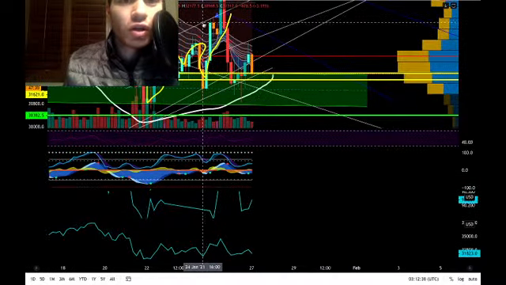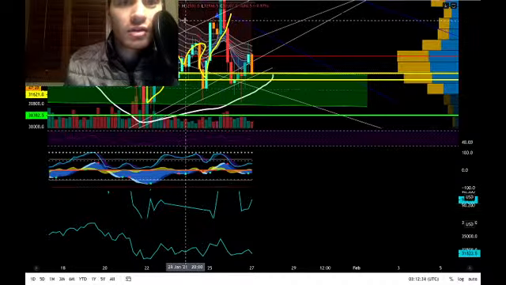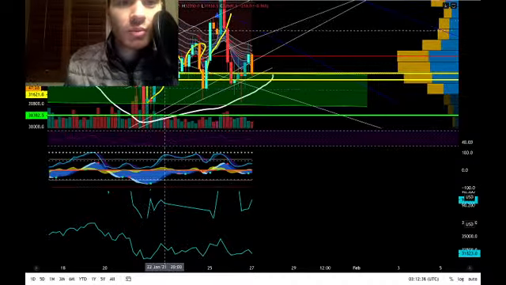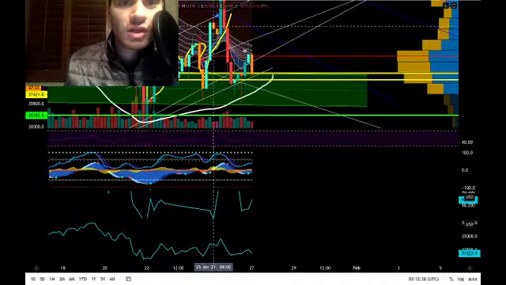And then essentially you could right here draw a blue line as kind of that resistance that it's hitting. So it comes up, hits resistance, comes down, hits resistance.